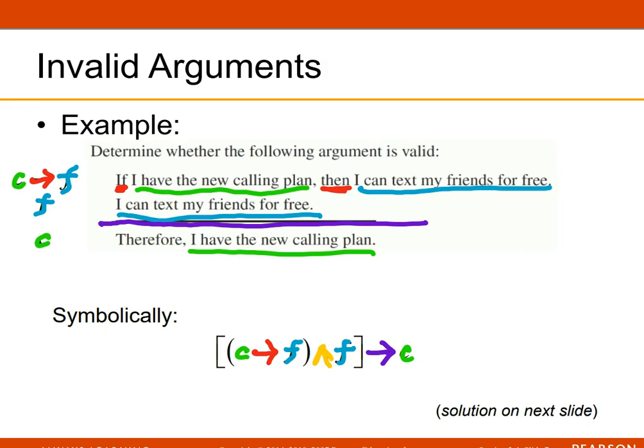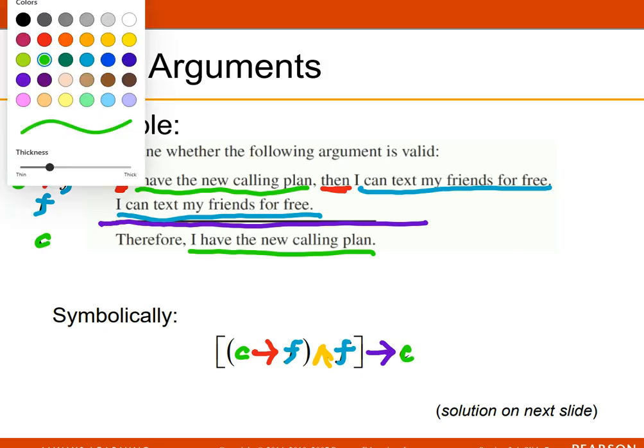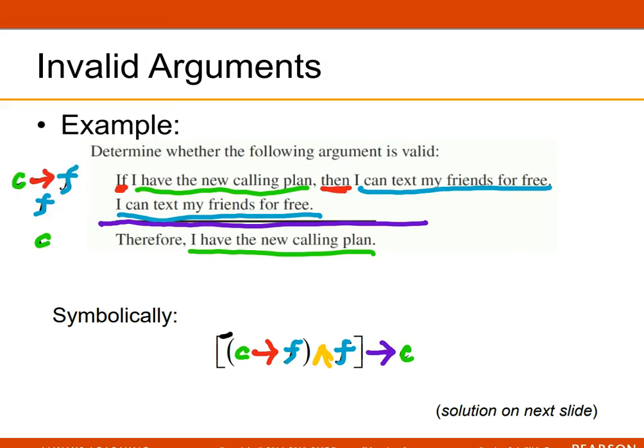Then you have that purple line which separates your premises from your conclusion. And the conclusion is I have a new calling plan, which is the letter C. So down at the bottom, symbolically, you would have brackets. You've got these brackets around your two premises, and here's the first premise.